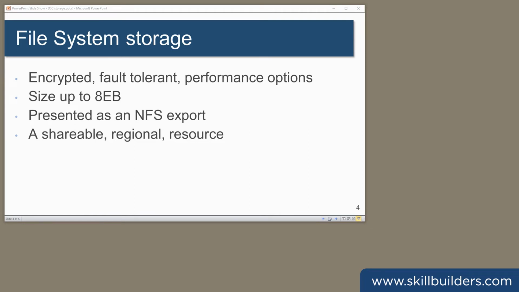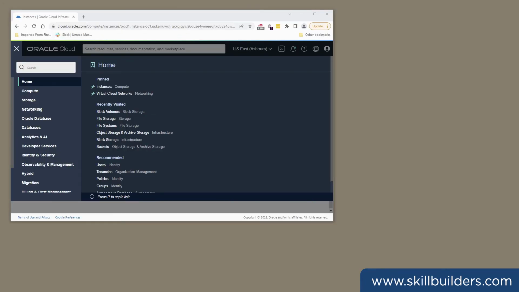File system storage is a regional service. You create the virtual device, it is exposed as an NFS export, and all instances in all availability domains can see it. They mount it using a standard NFS client. The first step to enabling file storage is to adjust the security list of the subnet on which the file system will reside in order to permit NFS.